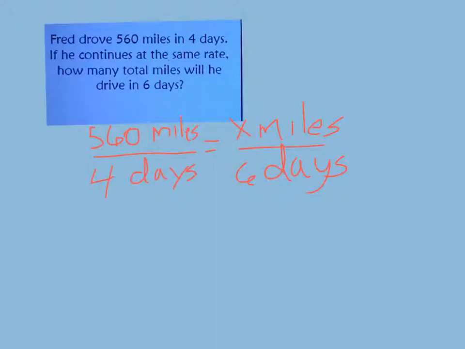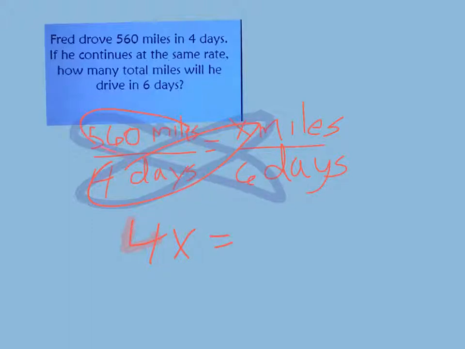All right, so we're going to do 4 times x and 560 times 6. So 4 times x is 4x. So 4x equals whatever 560 times 6 is. Well, using my calculator, 560 times 6 is 3,360. So now I want to get x all alone. So I'm going to try to make 4 into 1. So to make 4 1, I divide by 4. Whatever I do to this side, I have to do to this side.